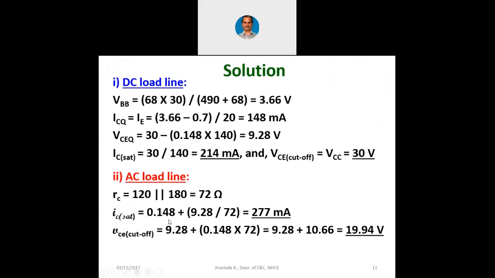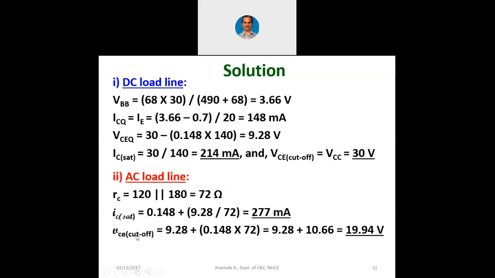IC sat is 0.148 plus 9.28 divided by 72, that is 277 milliampere. VCEQ divided by RC. VCEQ is 9.28 volts. RC is, small RC is 72, as we have already found out here. And this 0.148 is what? ICQ. So accordingly we get IC sat for the AC load line is 277 milliampere. You can see the difference here. In the case of DC load line, it is 214 milliamperes. In the case of AC load line, it is 277 milliamperes. That means there is an increase in the current.